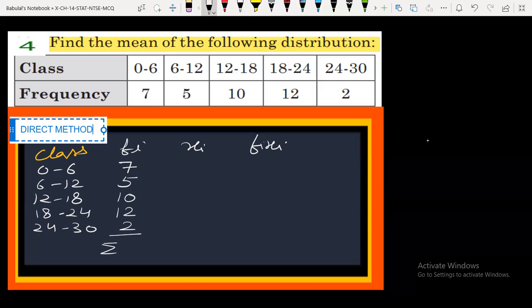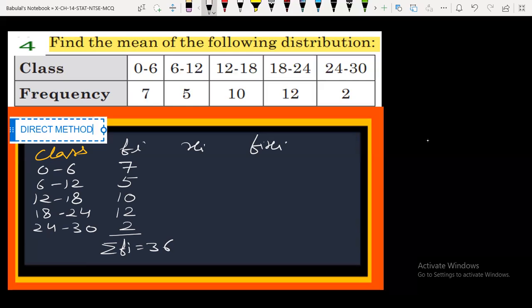What is their sum? Total sum of all frequency is equal to, yes, please find out the sum yourself. What is the sum? The sum is 7 plus 5 plus 10 plus 12 plus 2, that is 36.